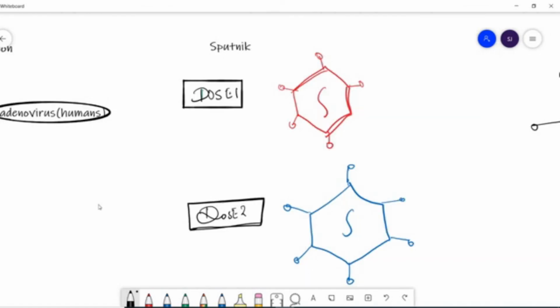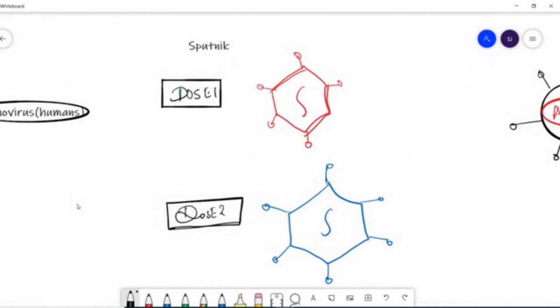Next is the Sputnik vaccine. It is a vaccine prepared in Russia, where the same adenovirus and the same mechanism is used, but the small change is that Sputnik uses 2 doses. In the first dose one type of adenovirus is used, and in the second dose another type of adenovirus is used. So 2 types of adenoviruses are used for sending the genetic information into your body.